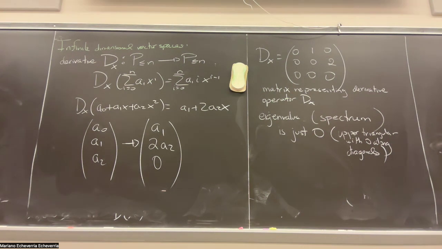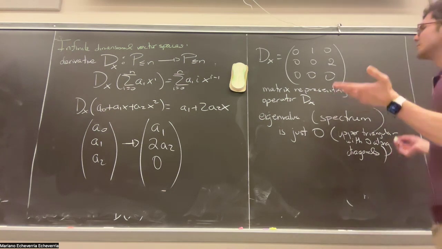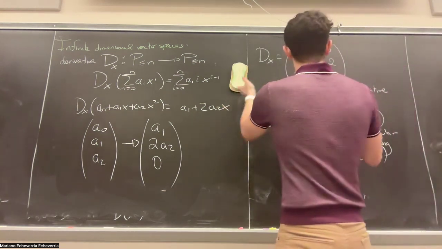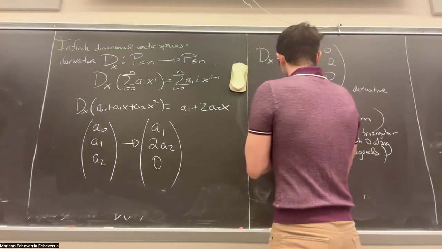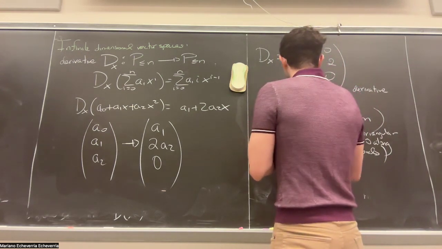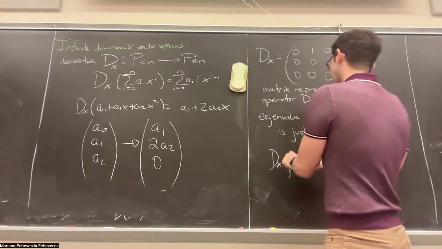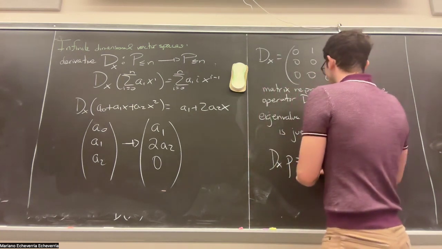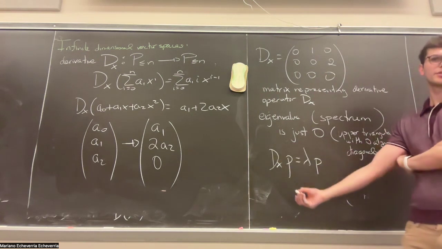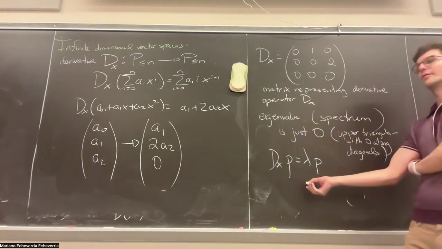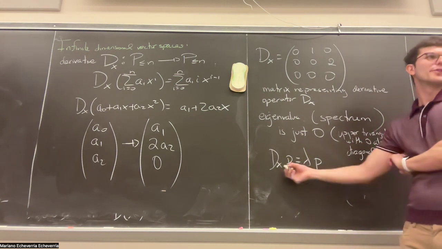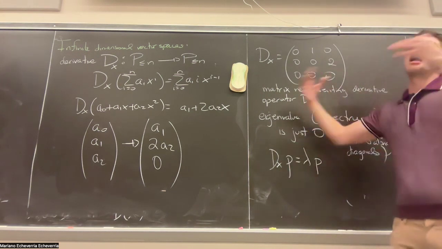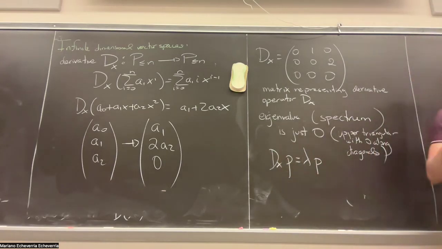Which makes sense, because if you think about it as an eigenvalue, eigenvector equation, you're trying to find a polynomial whose derivative is lambda times that polynomial, right? That's the eigenvector equation for the derivative. And the derivative decreases the degree. So the only way for this to hold is if lambda is zero, right?